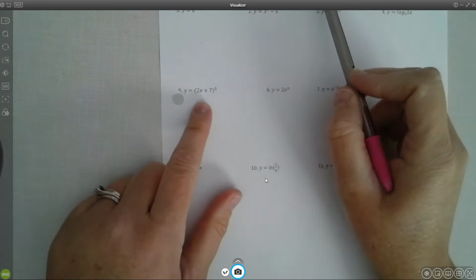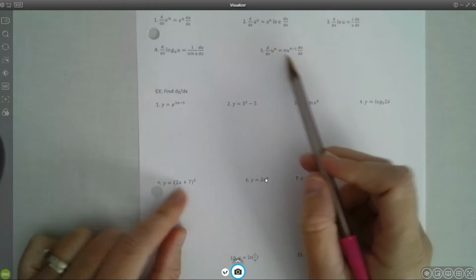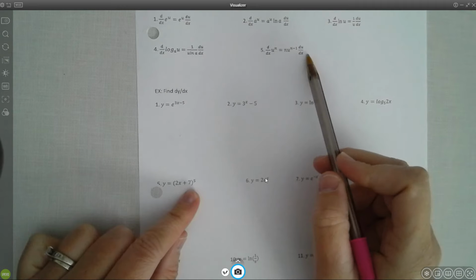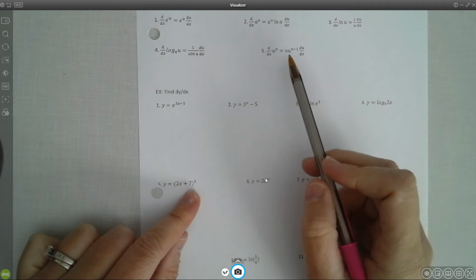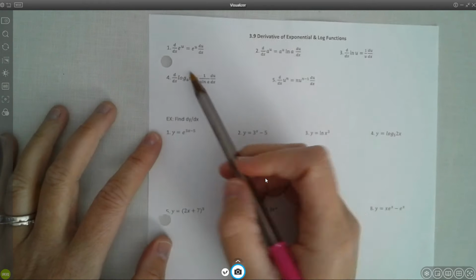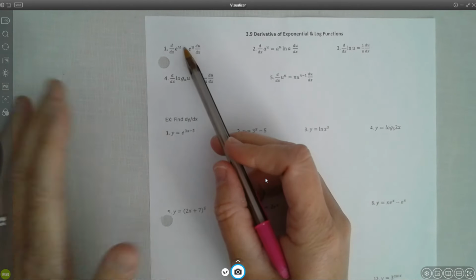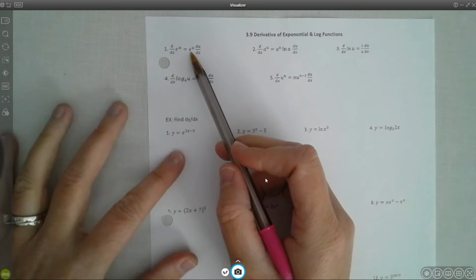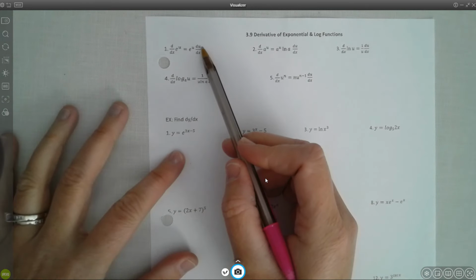Remember, this is a chain rule. So this 5 and this 5 match. So you're just bringing down your power, subtracting 1 times the derivative of the inside. So this is nothing more than a fancy chain rule. So the first 5 match with the first 5 down here. So all we're saying is that the derivative of e to the something is you rewrite e to that something times the derivative of the something.